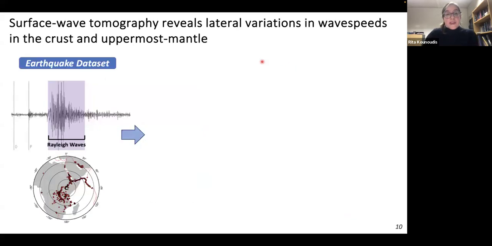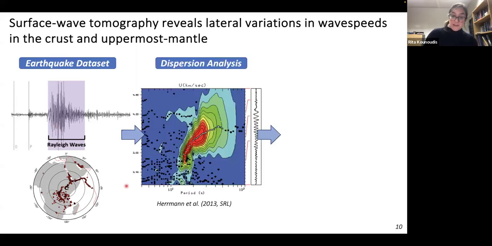So to do that, we use surface wave tomography to get a good idea of lateral wave speed variations in the crust and the uppermost mantle. We do that by using Rayleigh waves, a type of surface wave, from regional earthquakes, so earthquakes that occurred within about 3,000 kilometers of the depression. And we exploit the dispersive nature of surface waves, where you get a different group velocity as a function of period, which is sort of analogous to depth.